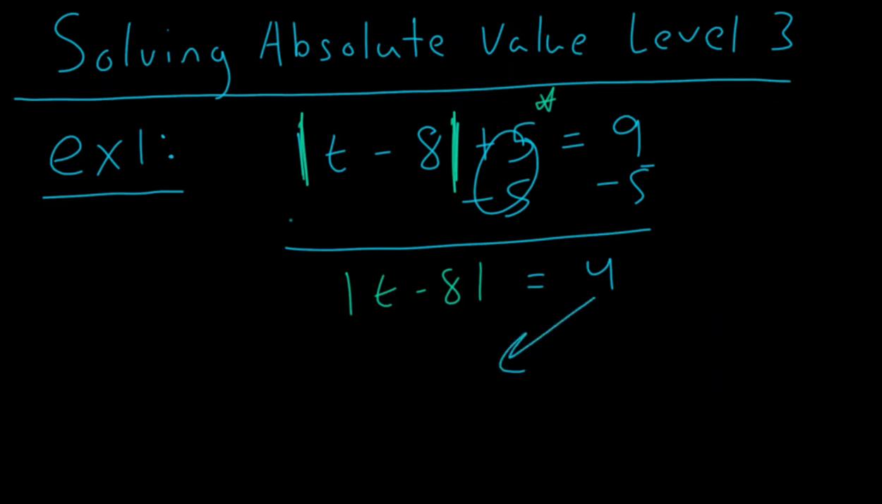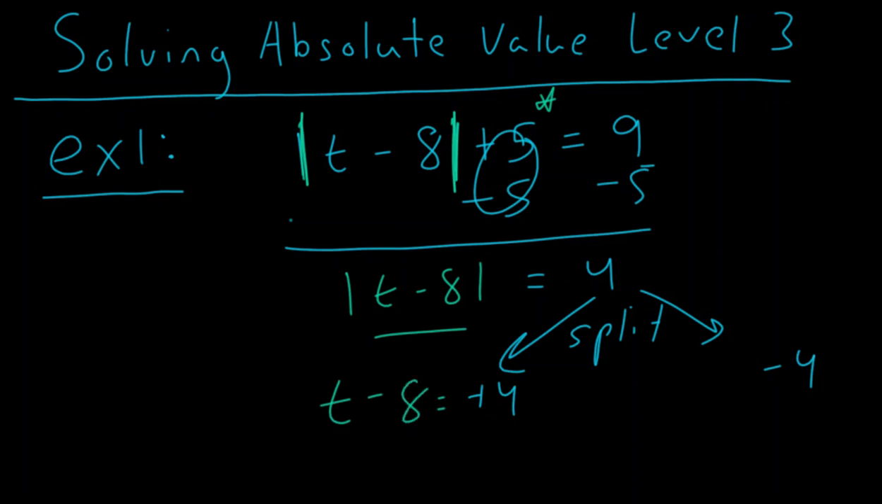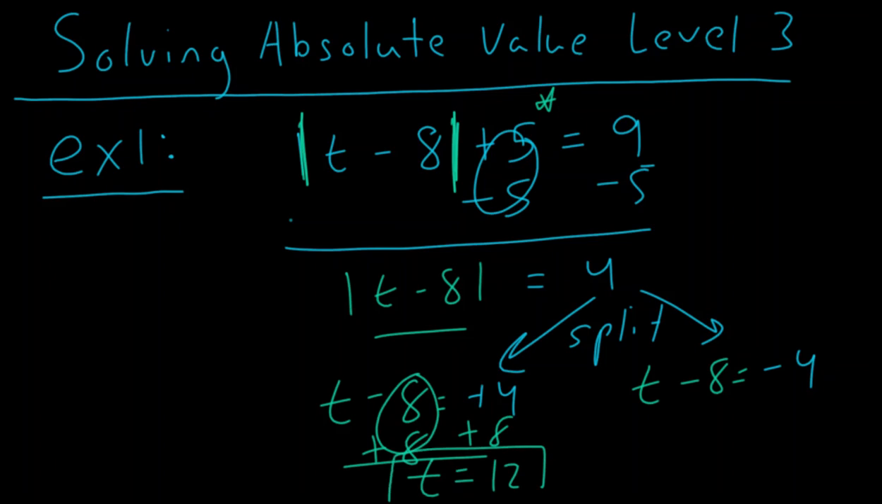I can simply split my constant into both the positive 4 and the negative 4. And from there, I know that I'll set those both equal to t minus 8 equals positive 4, and t minus 8 equals negative 4. In both cases, you ask yourself, well, what gets rid of a negative 8? And of course, that's going to be positive 8, positive 8. That zeroes out, and I see that t is equal to 4 plus 8, which is 12.